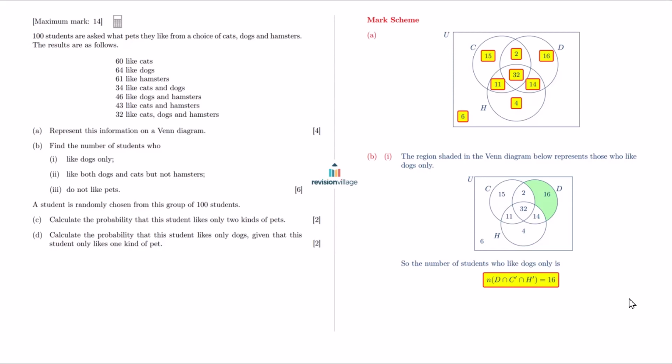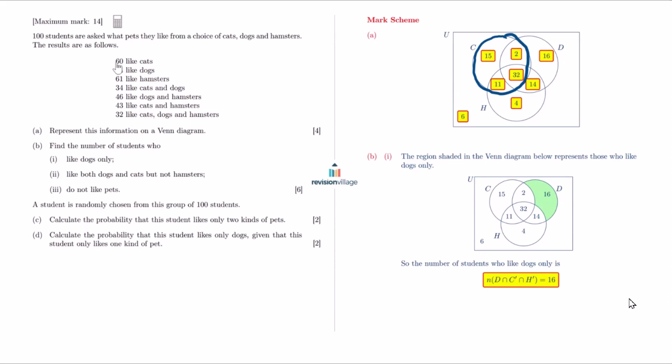Now, the important concept to understand when you're filling out a Venn diagram from information is to always start from the inside and work your way outwards. And the reason for that is, if I look at this first piece of information that 60 students like cats, if I just started with that, and let's say I go back to this cat circle here, the question that I pose to you is, whereabouts would I put that 60?